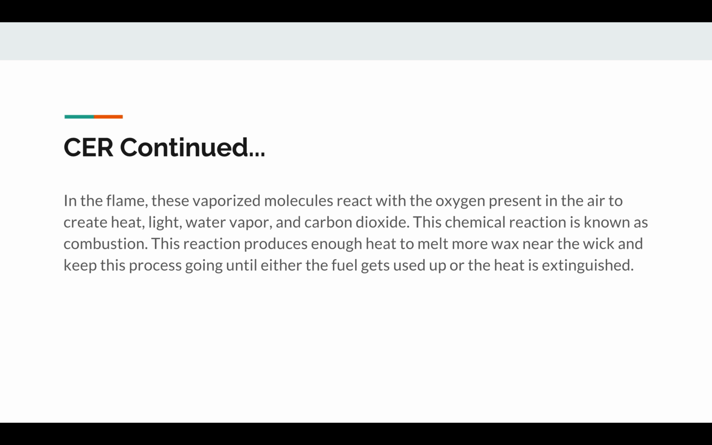Now, in the flame, these vaporized molecules react with the oxygen present in the atmosphere to create heat, light, water vapor, which is H2O, and carbon dioxide, which is CO2. This chemical reaction is known as combustion, and it produces enough heat to melt more wax near the wick and keep this process going until either the fuel gets used up or the heat is extinguished. Basically, what I'm trying to say is that this process is self-sustaining, and this is how the paraffin wax acts as a fuel.